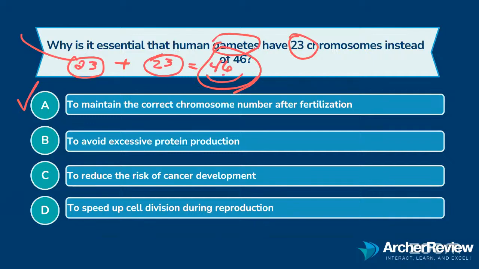They meet up with another one and so on, and those numbers would just grow exponentially. So we have to have this number of 23 chromosomes so that when they unite, they have the right number to form the zygote.